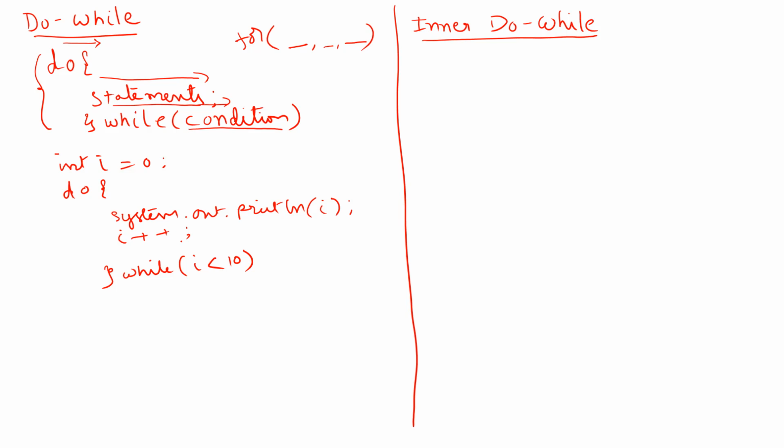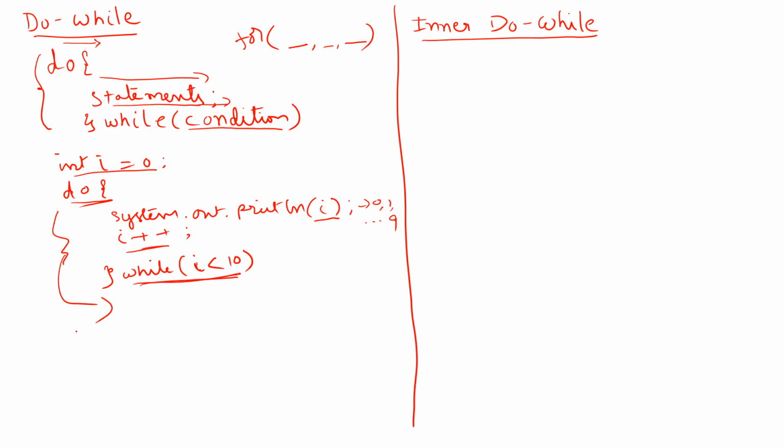That means initially the value of i is 0, so it comes into this loop and it prints the value of i as 0, and it becomes 1, and it checks this condition. This condition is satisfied. That means the i value, which is 1 now, is less than 10. So it goes again and it prints the value 1 and it becomes 2. Like this, it goes until 9 and then it comes out of this loop. So this is a normal do while loop.